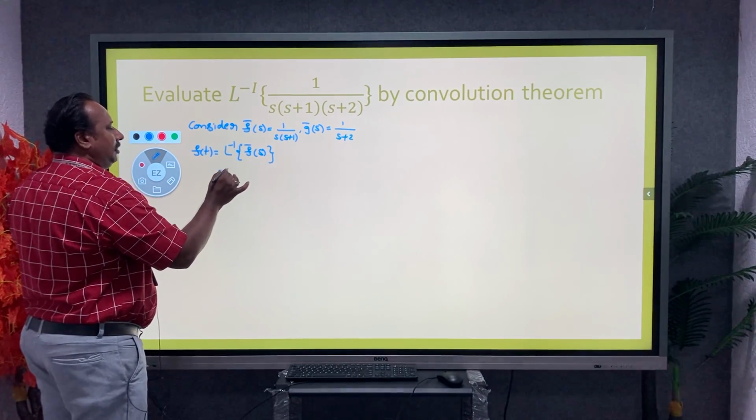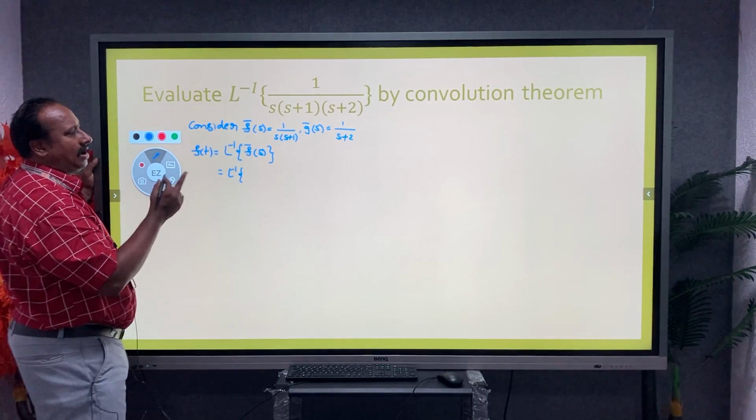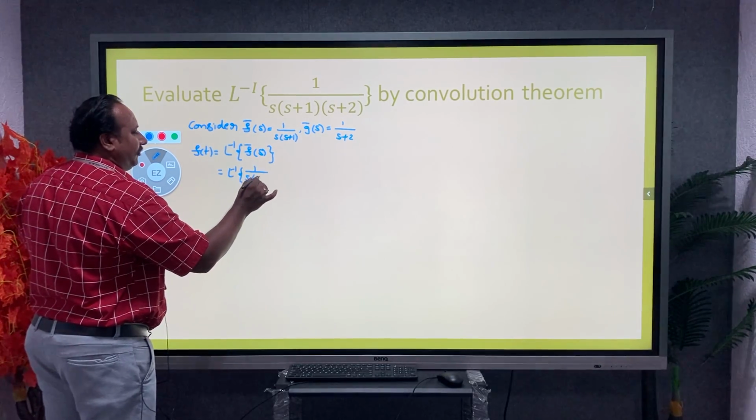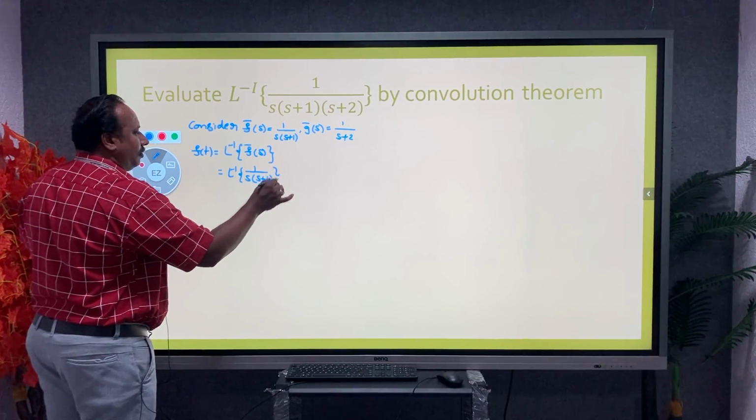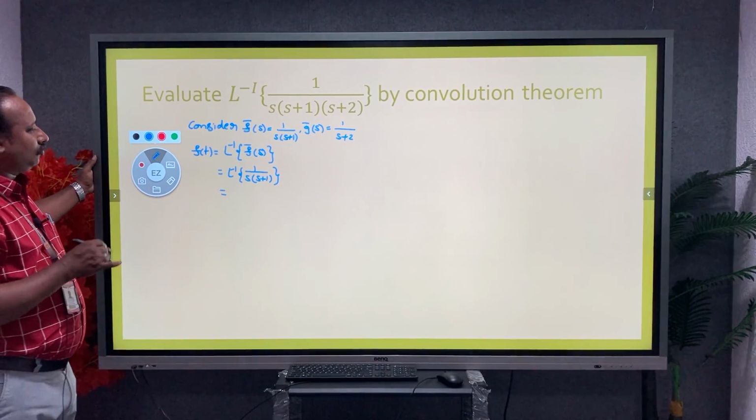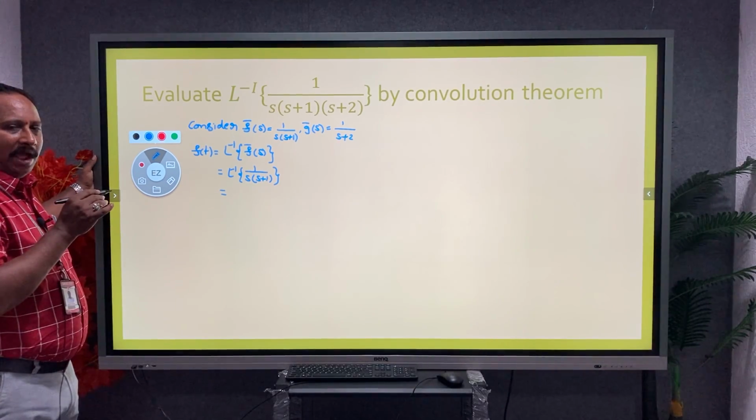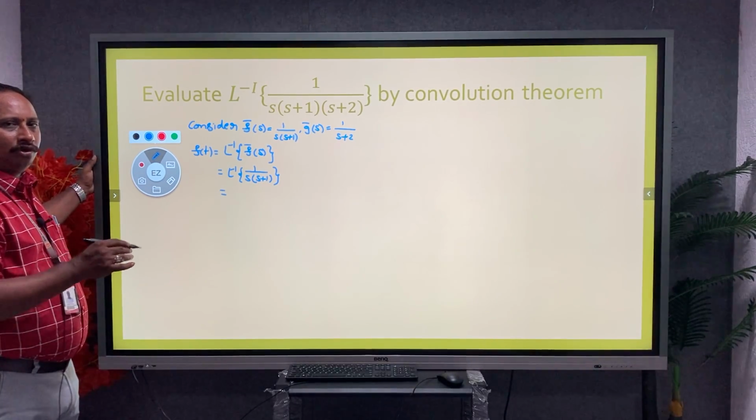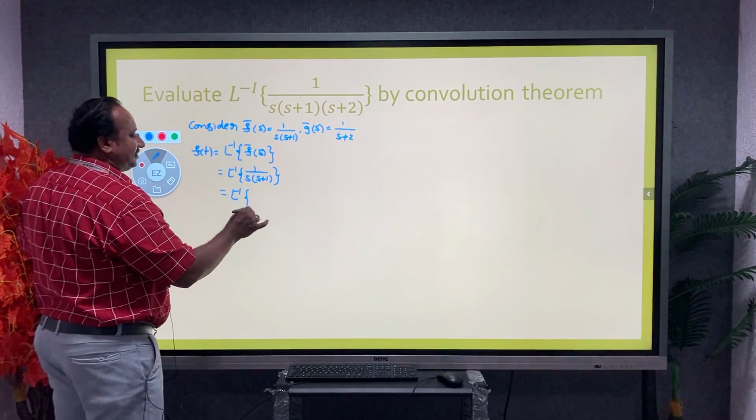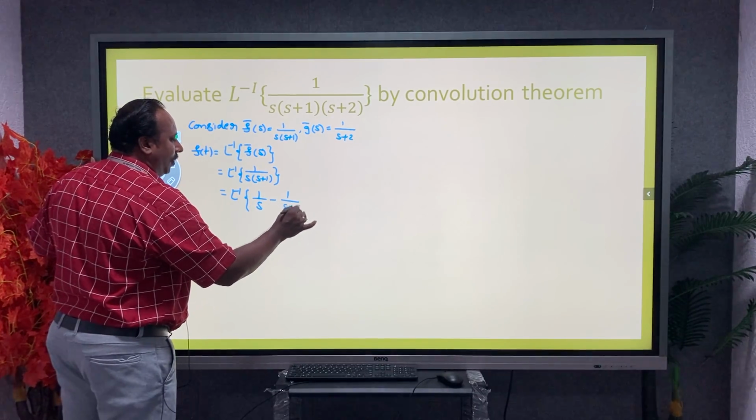Okay. So L inverse of, what is f bar of s? Already I am taking f bar of s is 1 by s into s plus 1. So write here 1 by s into s plus 1. Okay. So now L inverse of 1 by s into s plus 1. If you want to calculate L inverse of 1 by s into s plus 1, first we have to write the 1 by s into s plus 1 into partial fractions. Okay. So I am writing partial fractions as 1 by s minus 1 by s plus 1.